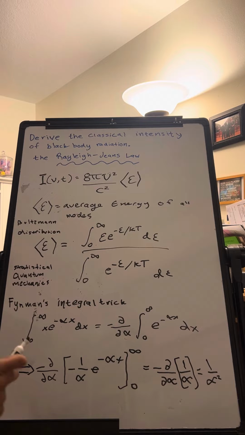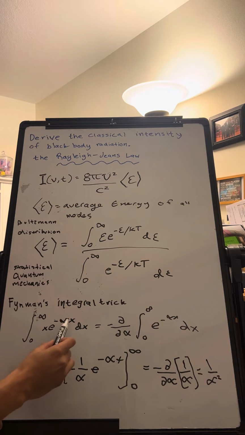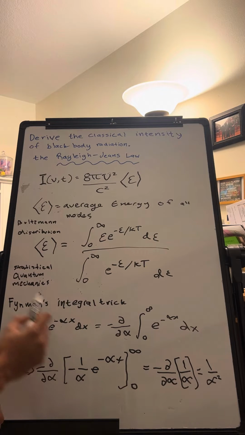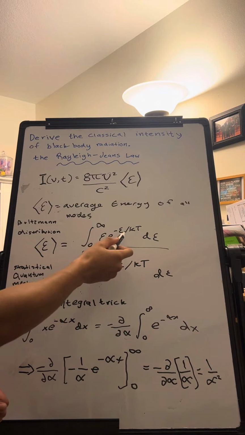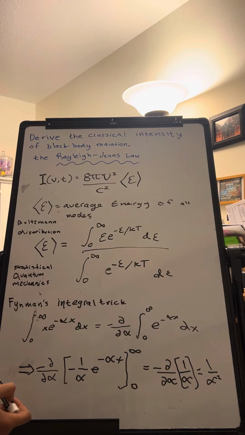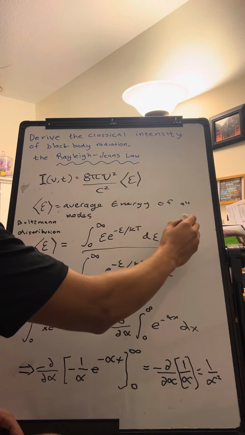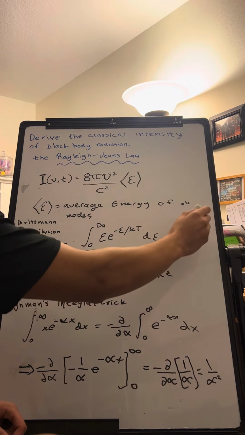So notice that both of the limits are from 0 to infinity, and then we have a constant times e to something, and the something is negative alpha times x. And here we also have negative alpha, which is just a constant, 1 over kT, times x, which is epsilon. So in this situation, our alpha is equal to the constant up here, which is 1 over kT.